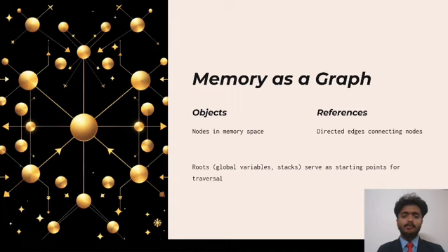Let's start with the graph model. We can think of objects in memory as nodes in a directed graph. References between objects act as directed edges. There are special nodes called roots, such as global variables and stack variables, which serve as starting points. So essentially, memory at runtime is a directed graph where objects are connected by references.